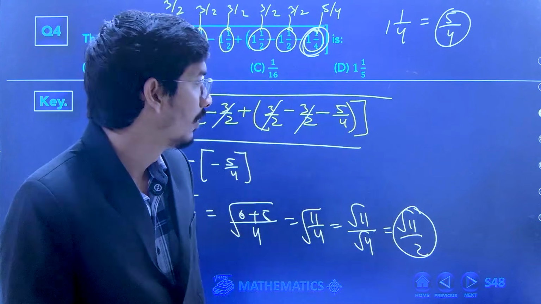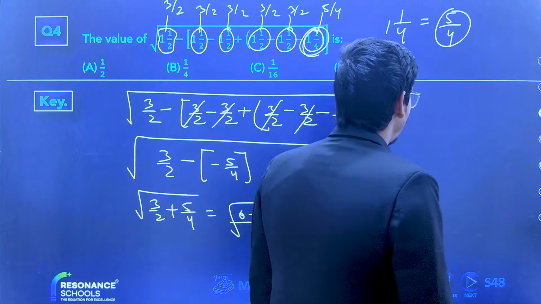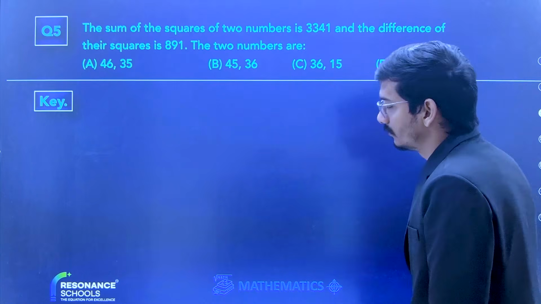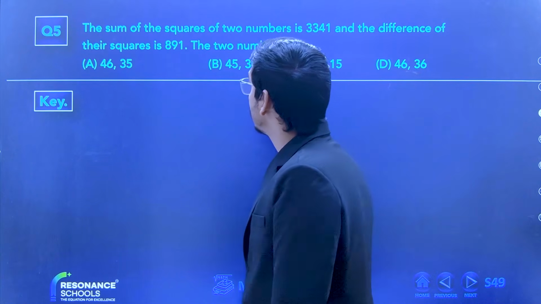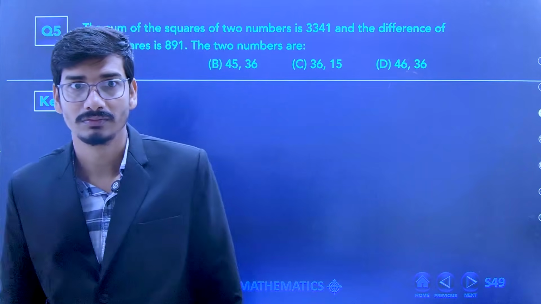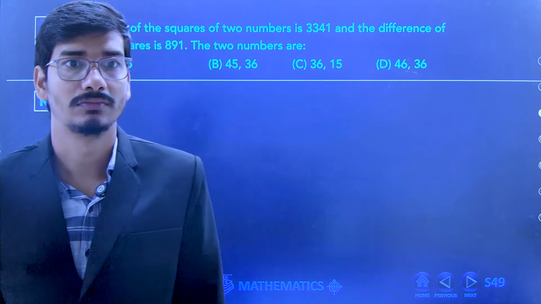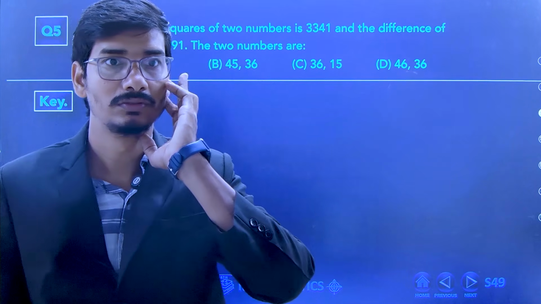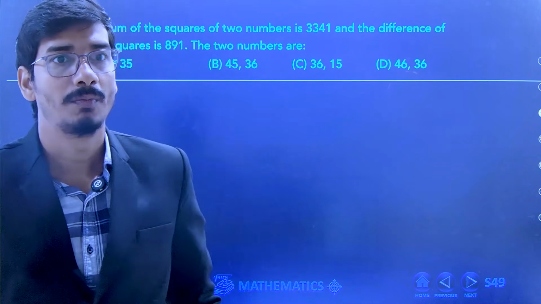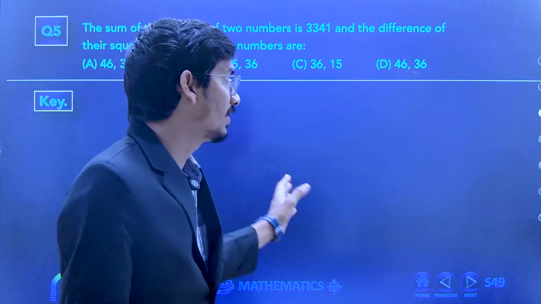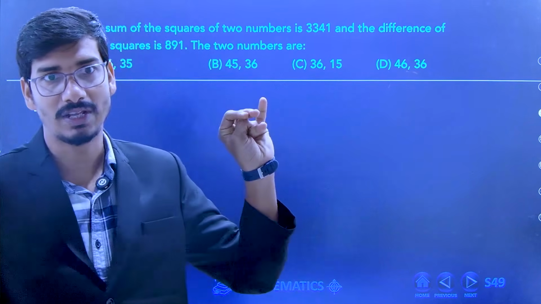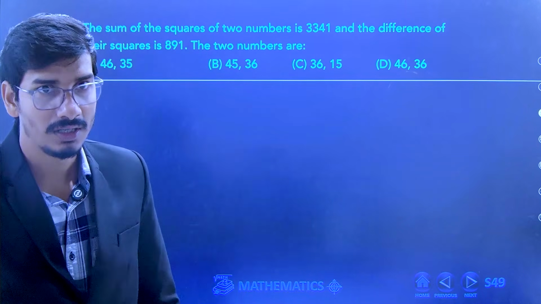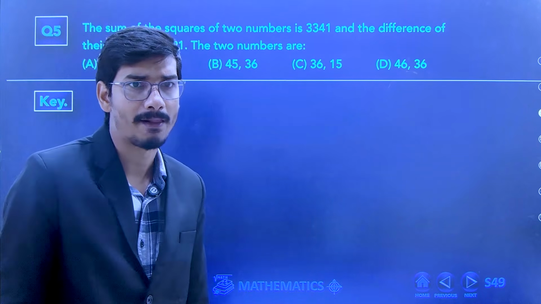Okay, now moving to the next question. In the options, no option is matching with the answer. So that's why I'm telling you the answer is root 11 by 2, not according to the options.